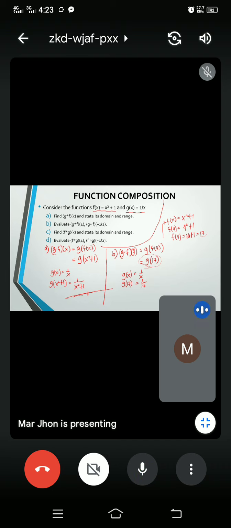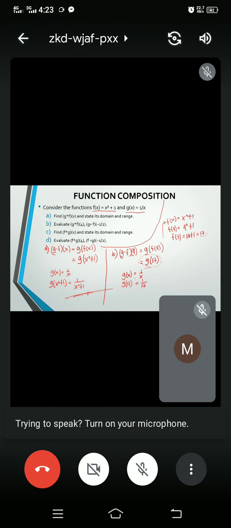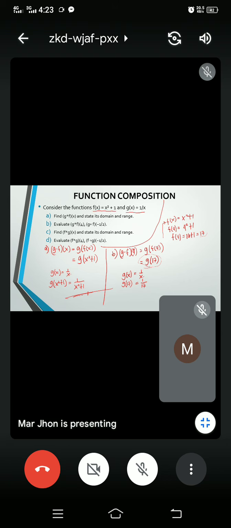Your F of X is X squared plus 1, so you have G of X squared plus 1, which is equal to 1 over X squared plus 1, substituting into your X. But your X is 4, so 16 plus 1 is 17. So you have G of 17. G of X is equal to 1 over X, so G of 17 is equal to 1 over 17. We just substitute into X.